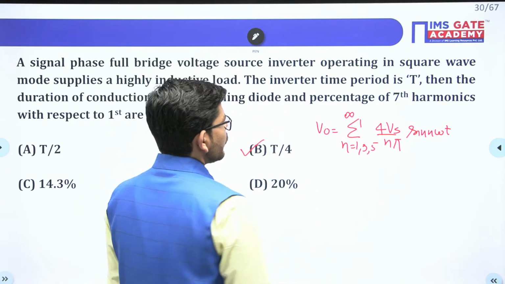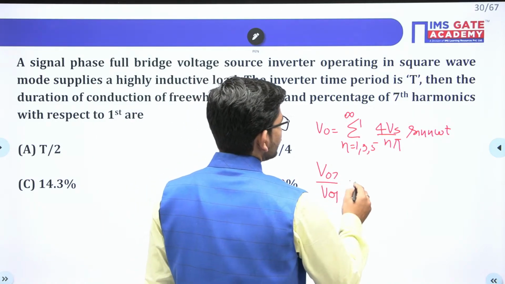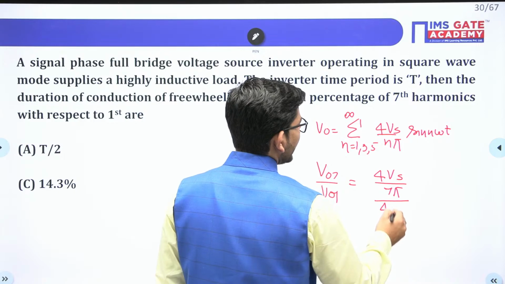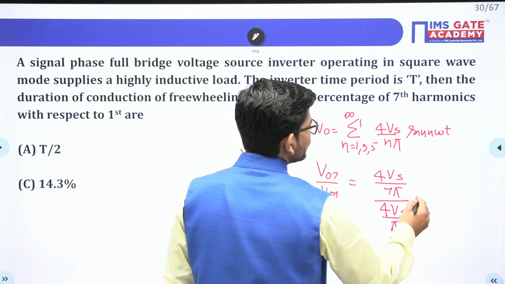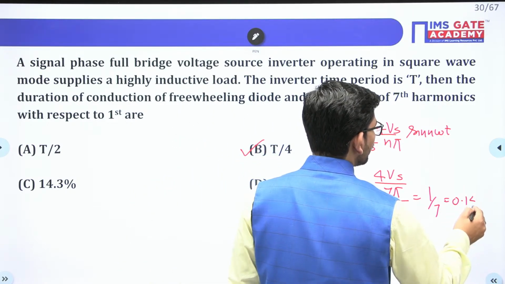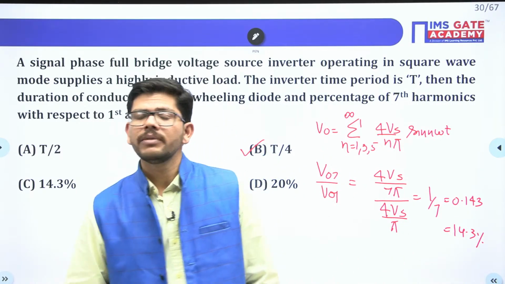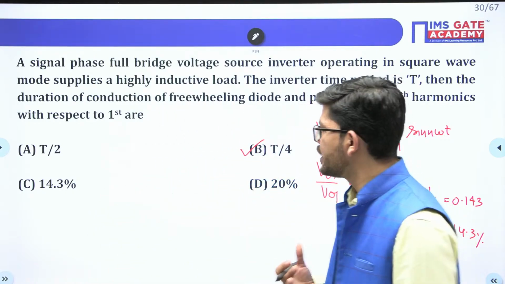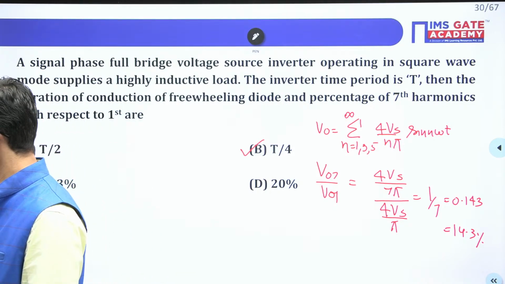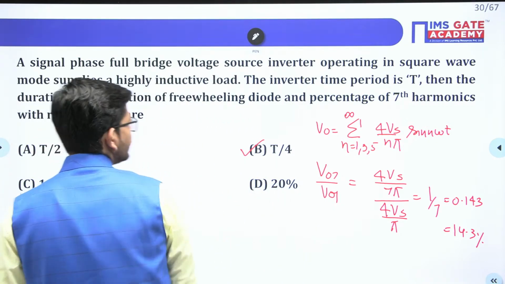What we have to calculate is V07 upon V01 first. V07 will be 4Vs upon 7 pi, and V01 will be 4Vs upon pi. So you will get 1 by 7, or 0.143, or 14.3%. The ratio of the 7th to the first harmonic will be 14.3%. So options B and C are the correct options.